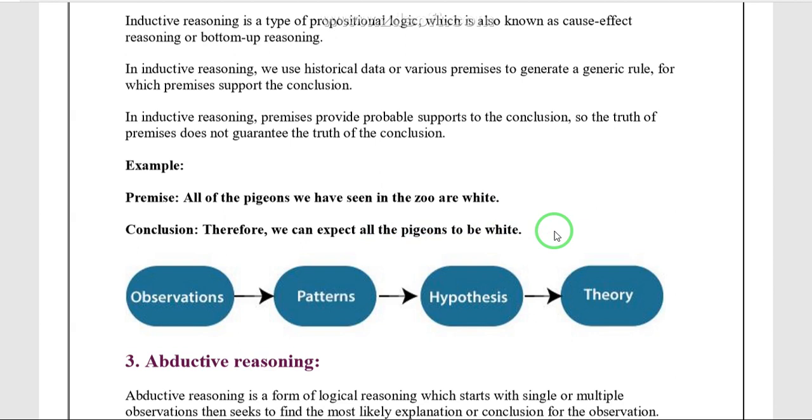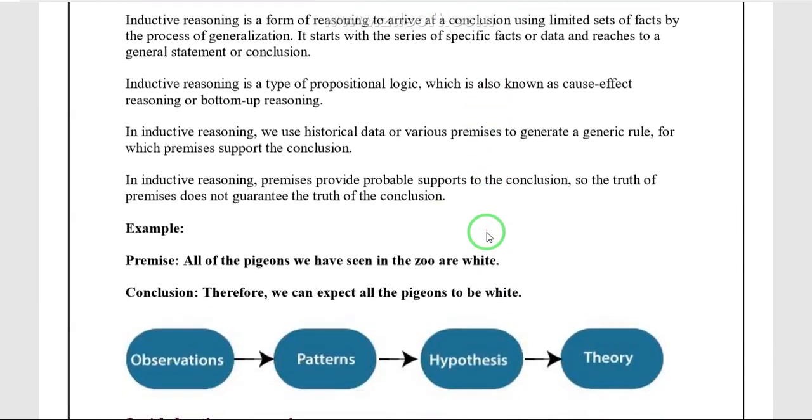So with the help of the first premises we have taken, we can say the conclusion is right, but basically we know the conclusion is wrong. In this way, with the help of the premises given, we can conclude whether the statement or conclusion is right or wrong. That is inductive reasoning.